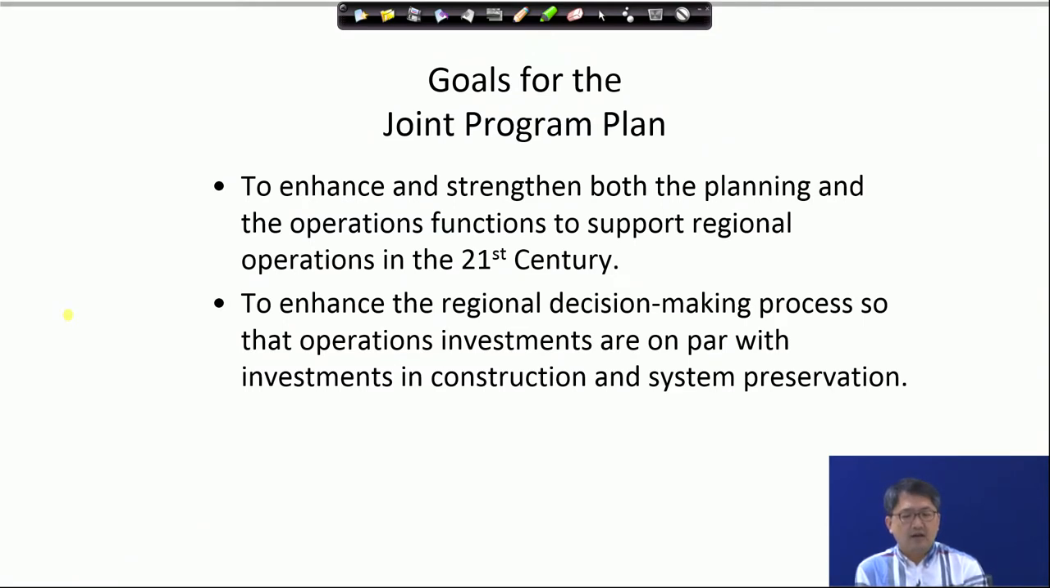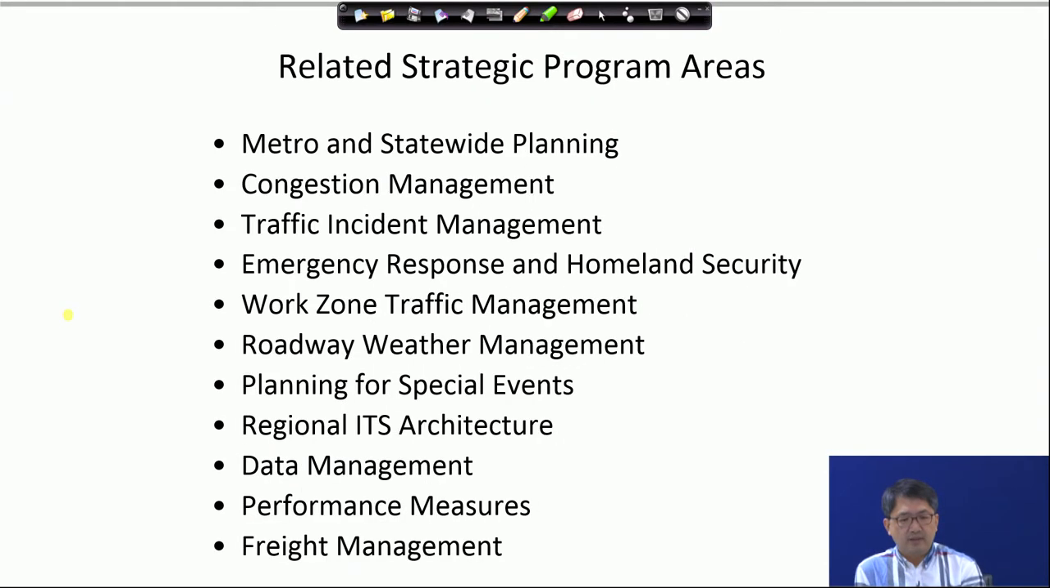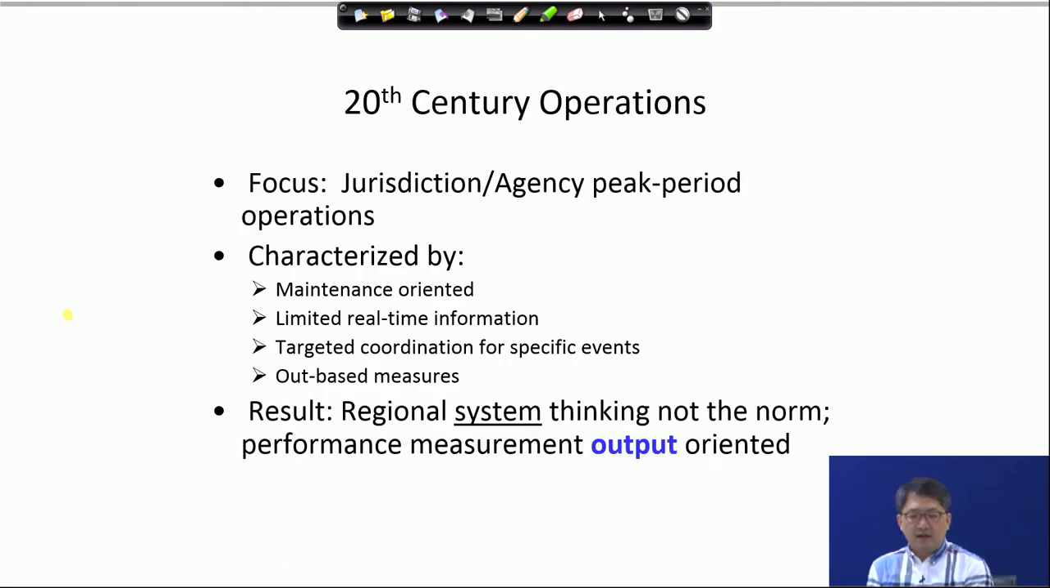So obviously, trying to do this is a reason for moving from, let me just skip something. If you forget everything, I want you to remember this one. So 20th century operations are so-called regional and agency peak period operations. It's not really well coordinated. And usually we do have more maintenance, and try to have some real time, very limited. The keyword I want to emphasize is that it is based on output oriented.